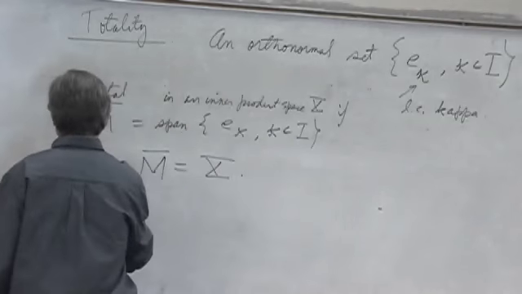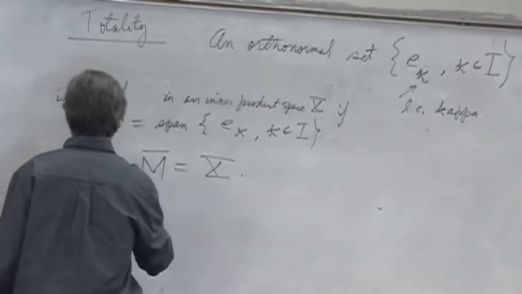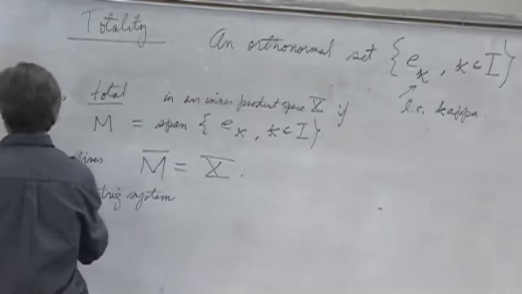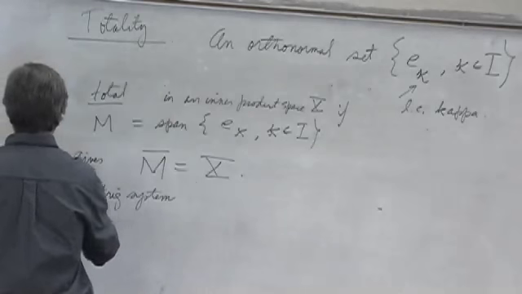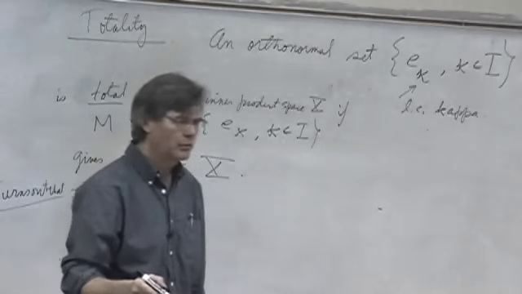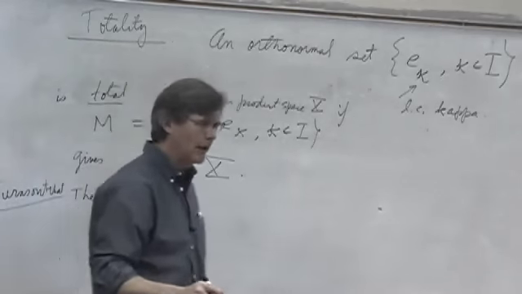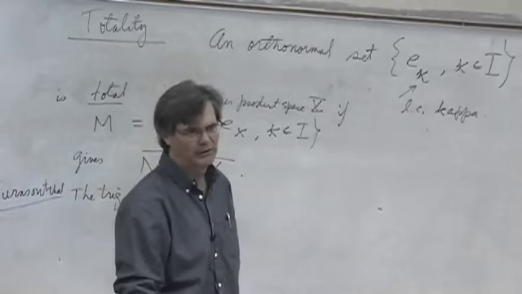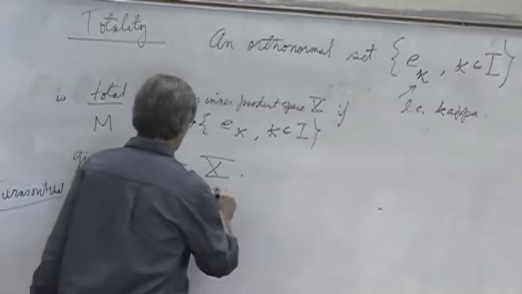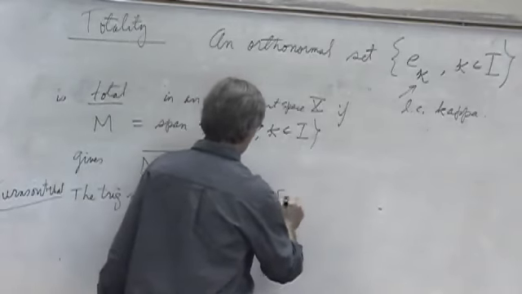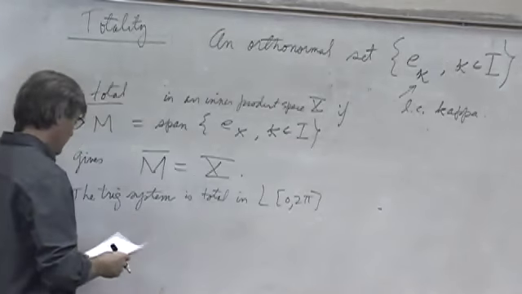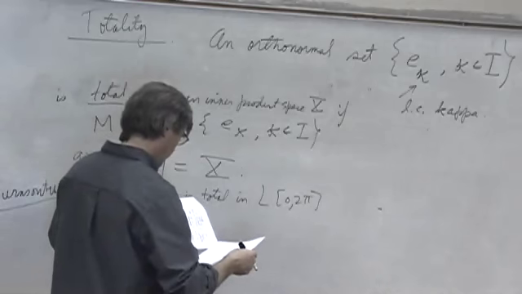Now it turns out that the trig system is total, and the reasoning behind that is simply going to be the same reasoning they give at the beginning of section 3.7.1 for the totality of the Legendre polynomials. It's going to have to do with density. The trig system is total in L2 on 0 to pi.